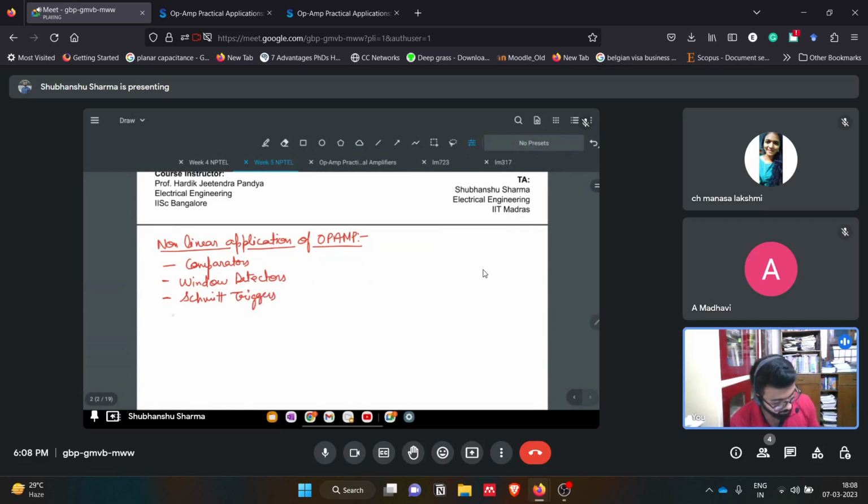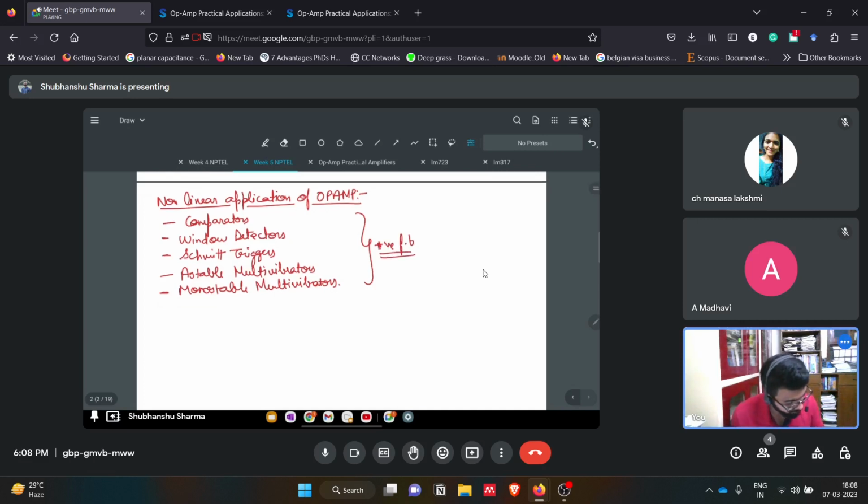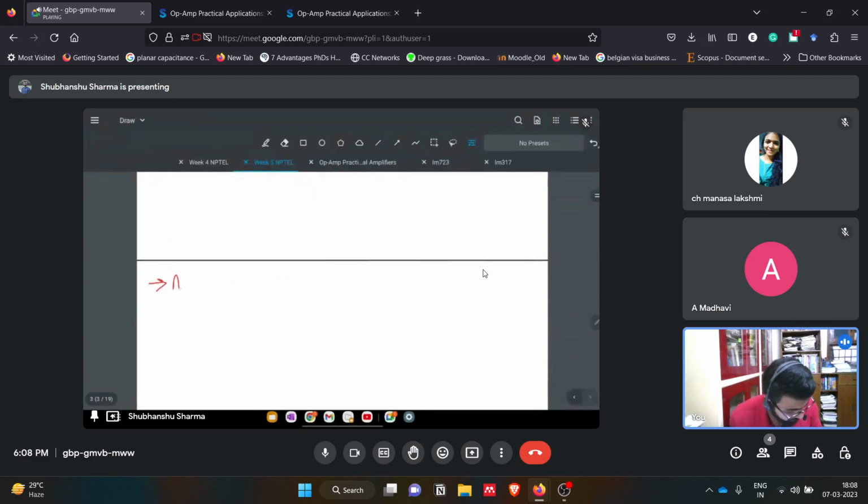Today we will talk about astable multivibrators, and we will also talk about monostable multivibrators. These are all non-linear applications of op-amps with positive feedback. So today we'll start with astable multivibrators. That is the first topic which we saw in the week 5 lecture.